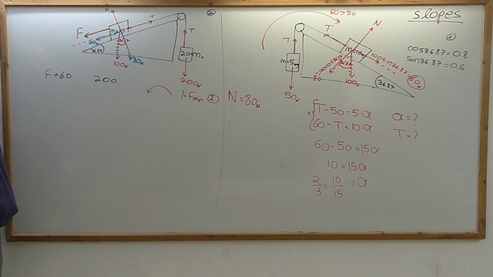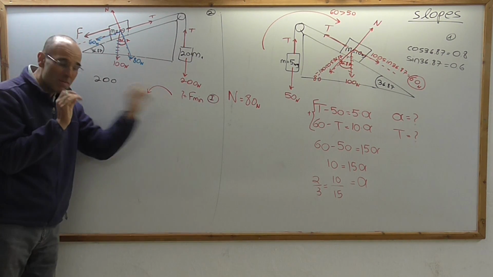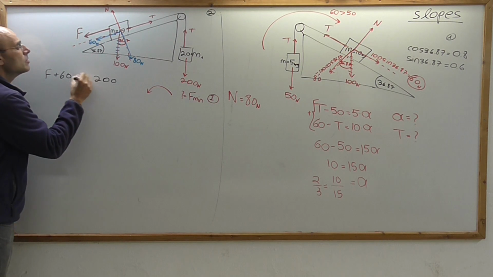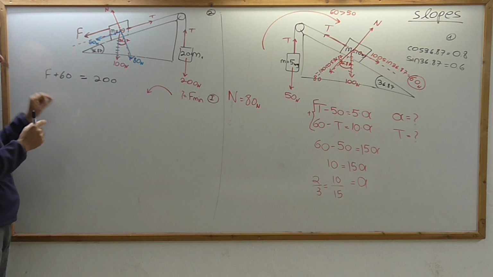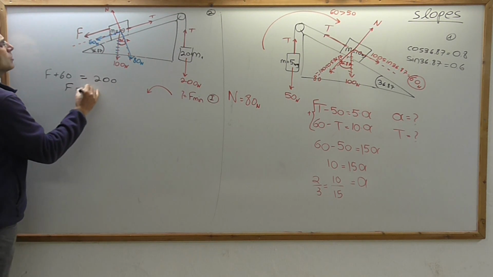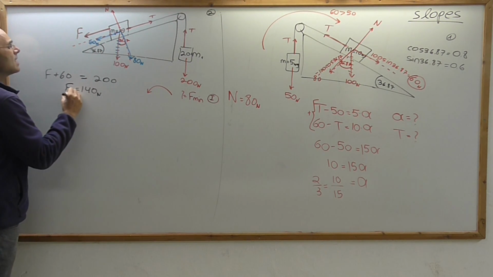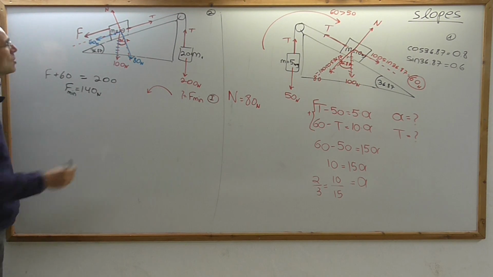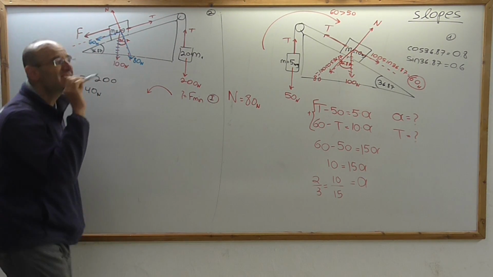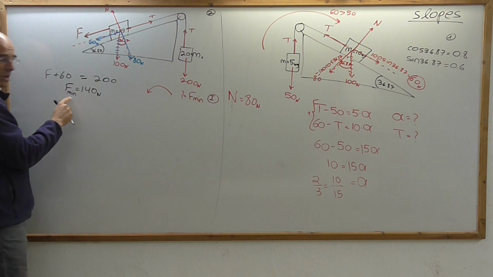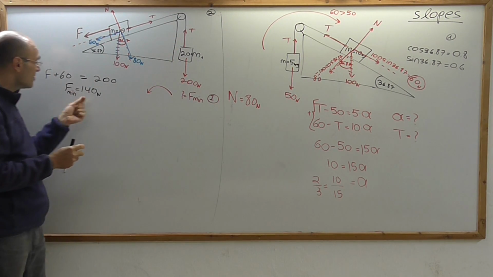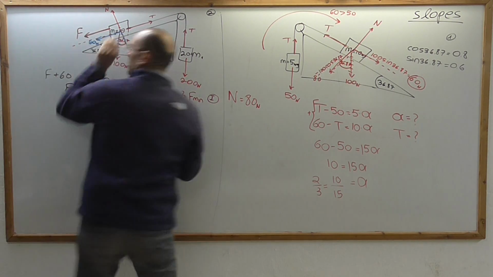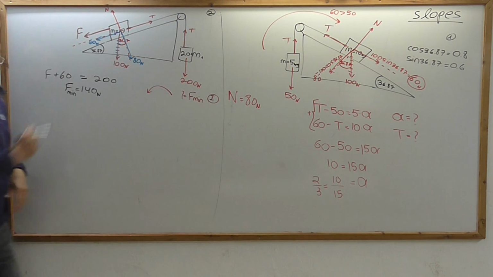And if I want the minimum, I'll just compare them, and the F I will get, which is 140 newtons, is the F minimum that I need in order for this system to start. It won't move with 140, it will be exactly in an equilibrium state. But if I add one more newton this way, it will start moving that way.